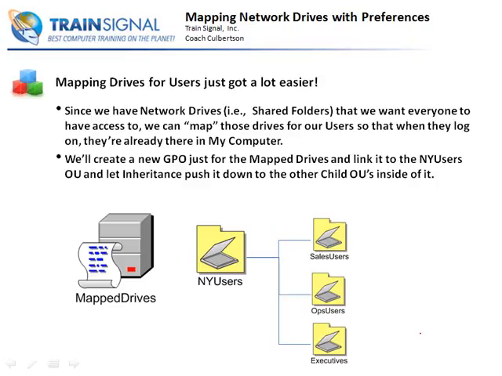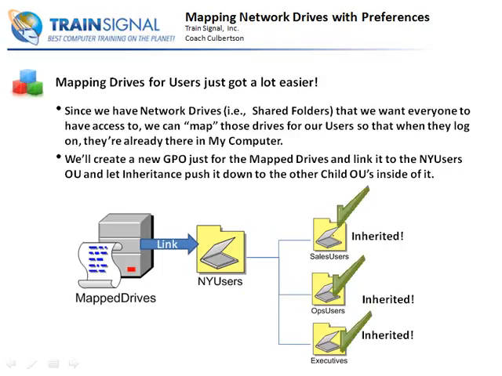And so what we're going to be doing is creating a new GPO just for creating these mapped drive links on everyone's machines. Very quick, very easy. We're going to be linking this mapped drives new GPO, new group policy object, to the NY users folder. Now here's another advantage to us setting up the folders the way that we did. We can use inheritance to allow this mapped drives set of settings, and specifically the preferences that we're about to set up, to be pushed down to the sales users, ops users, and executives accounts, even though they're in separate folders, as long as we don't block any inheritance.